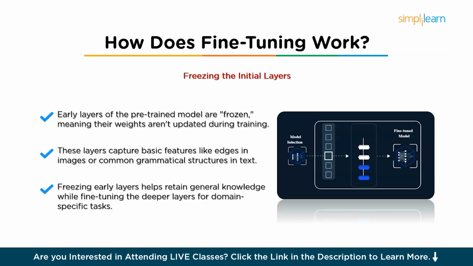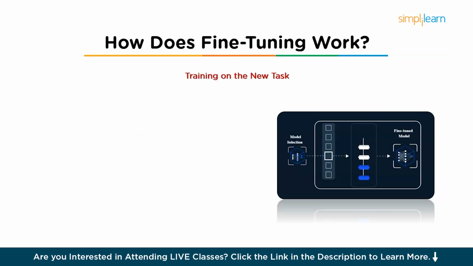So in many fine-tuning processes, some layers of the pre-trained model, typically the early layers, are frozen, meaning that their weights are not updated during the training. So these early layers capture basic features, which are useful for many tasks. By freezing these layers, the model can retain its general understanding and only fine-tune the layers which are responsible for more complex or domain-specific representations. So once that is done, the next step is training on the new task.